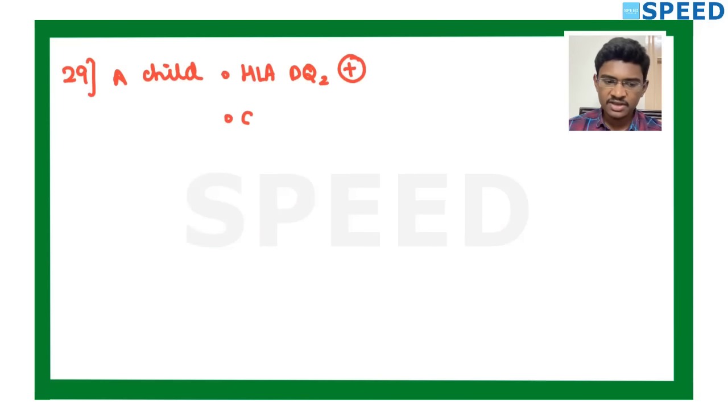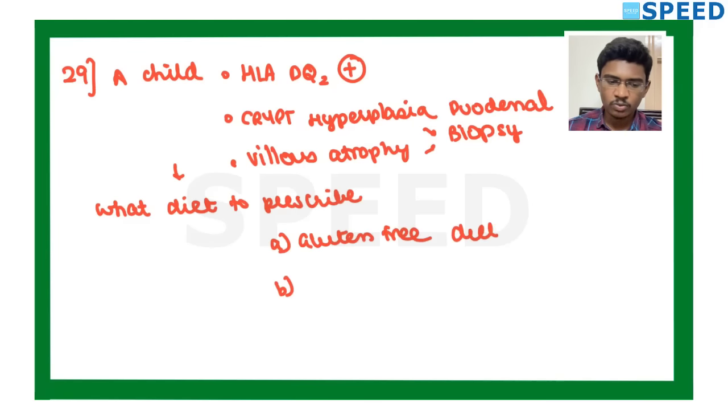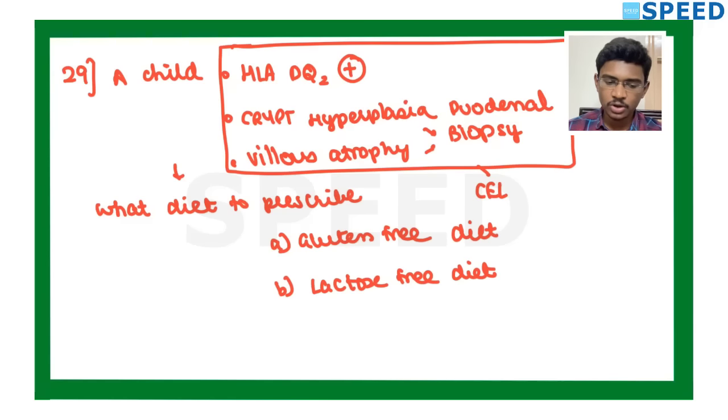A child having HLA-DQ2 positivity, and the duodenal biopsy shows crypt hyperplasia and villous atrophy. In this patient, what diet are you going to prescribe? Lactose free diet or gluten free diet? HLA-DQ2 nothing but indicates celiac disease. Along with this, biopsy findings also indicate celiac disease. So in this patient, you will obviously be prescribing a gluten free diet.